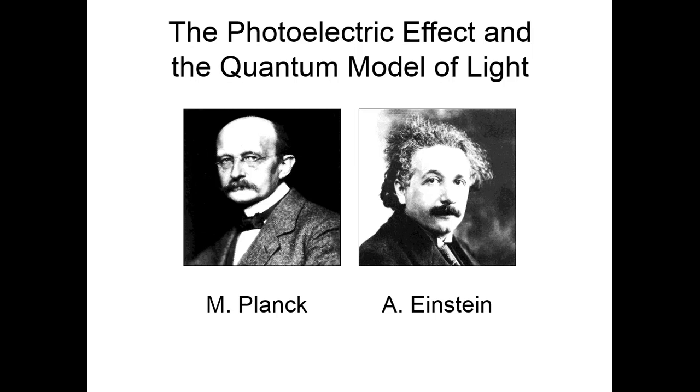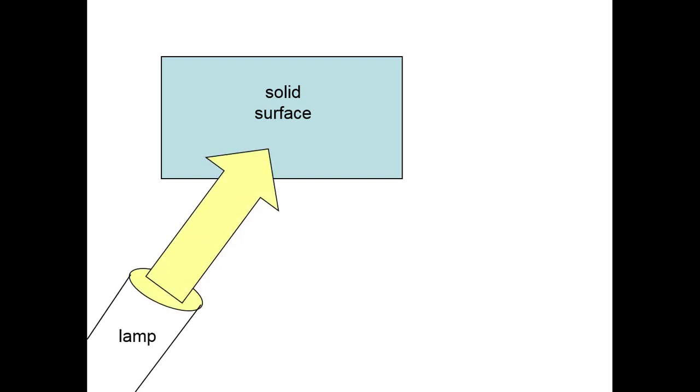Let's consider the photoelectric effect. This was one of the experiments that was being performed around the year 1900 that led Max Planck and Albert Einstein to propose the quantum model of light. In the photoelectric effect, light strikes the surface of a material.